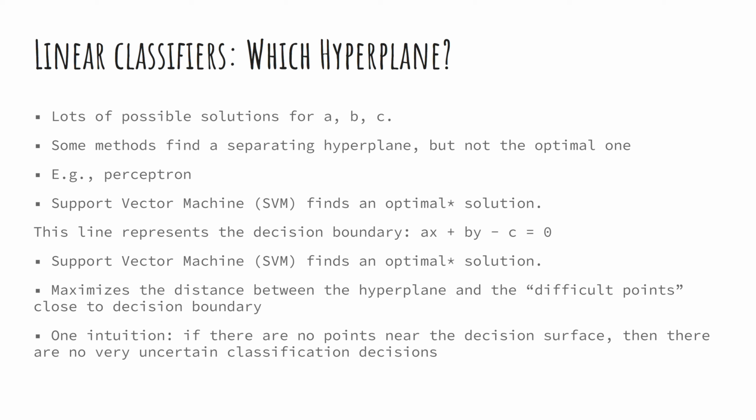This line represents the decision boundary: ax plus by minus c equals 0. The support vector machine finds an optimal solution. It maximizes the distance between the hyperplane and the difficult points close to the decision boundary. One intuition: if there are no points near the decision surface, then there are no very uncertain classification decisions.